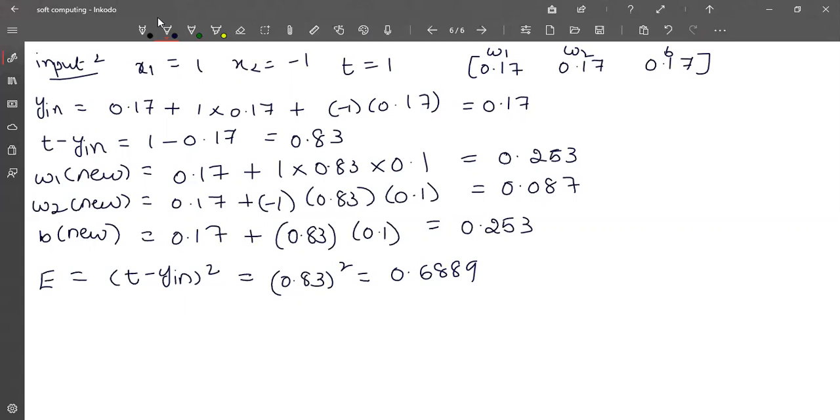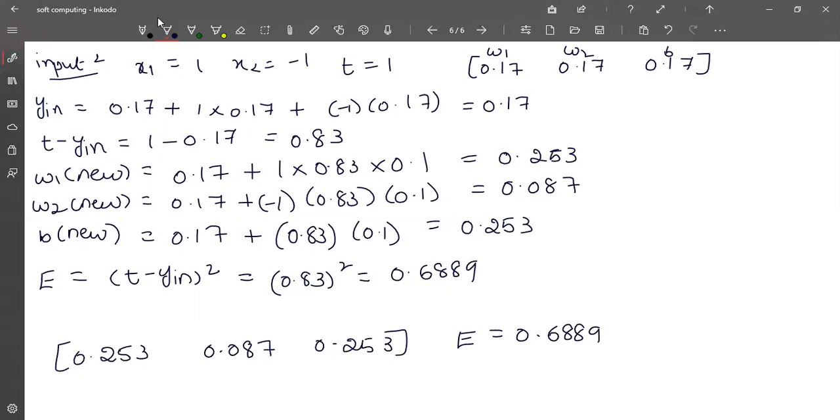So our new weights and error value are W1 is 0.253, W2 0.087, bias value 0.253, and E is equal to 0.6889. Now with these newly updated weights we will be performing for a third input.